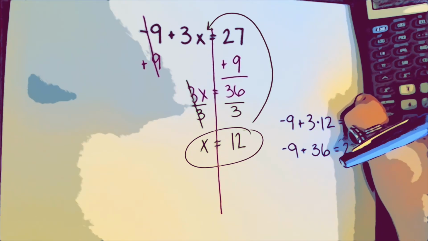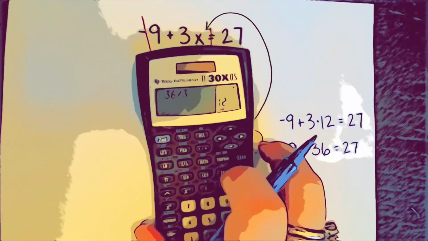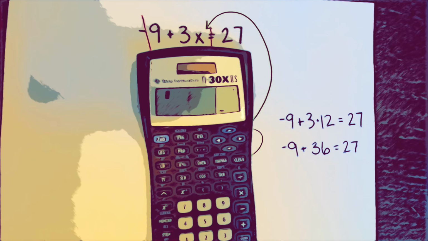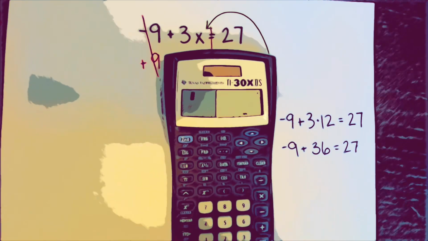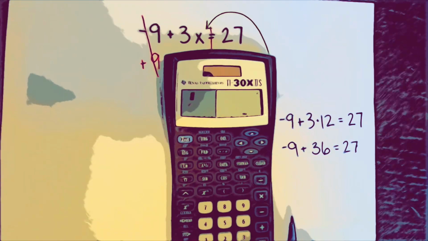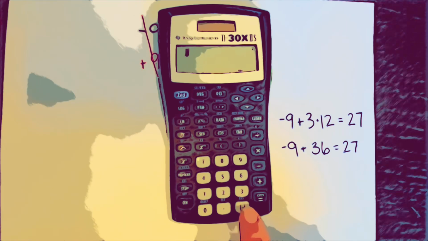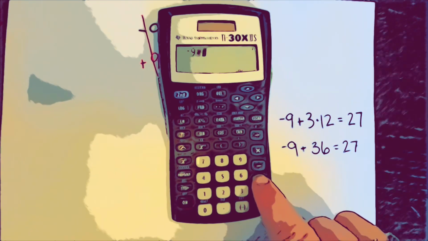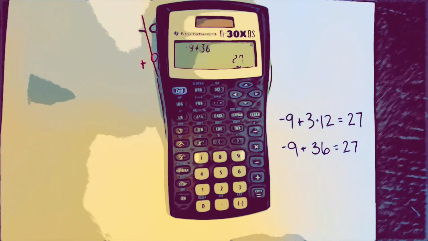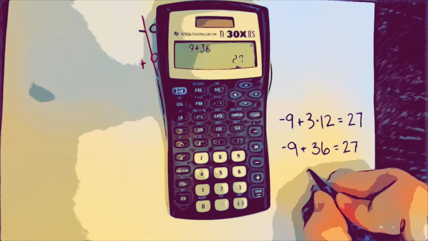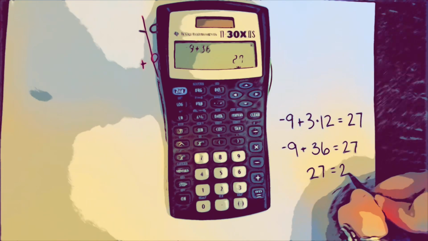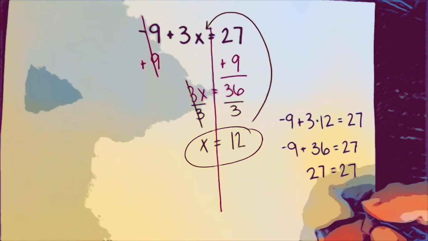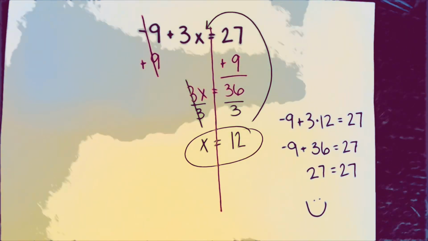You better believe I will be getting out my calculator. I am not here today to teach you about adding negative numbers or subtracting positive numbers. No, we're not doing it. I have a fancy schmancy calculator and it comes with a negative button. So I'm going to say negative 9 plus 36 equals 27. So 27 equals 27. That means that this side is equal to this side, and we were correct. Well done, us.